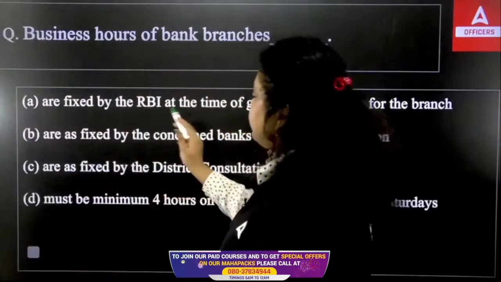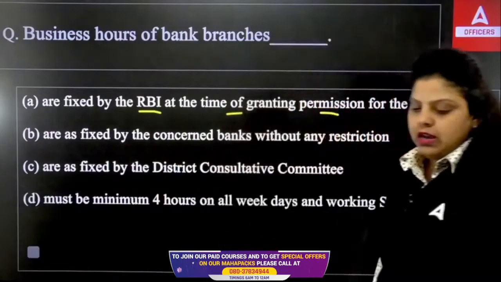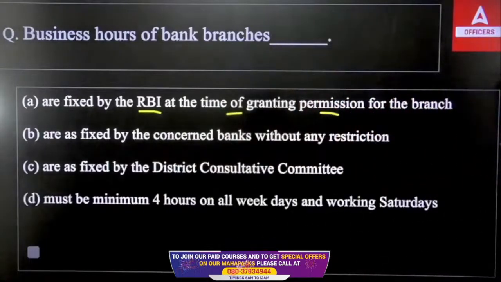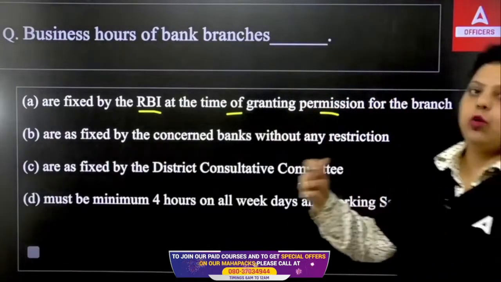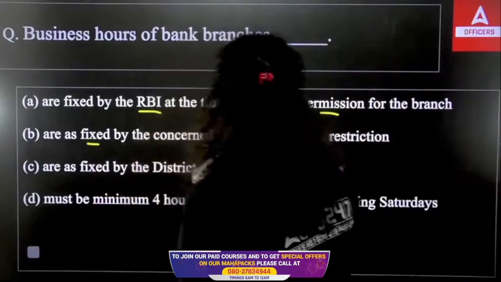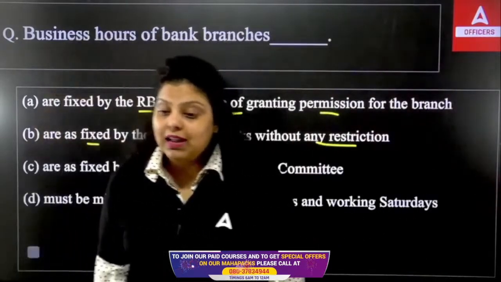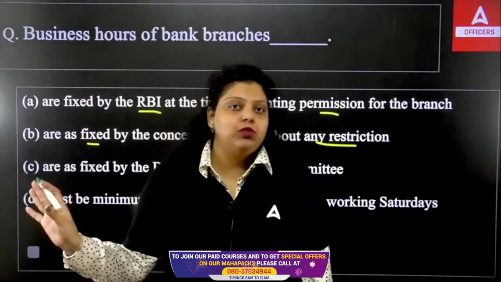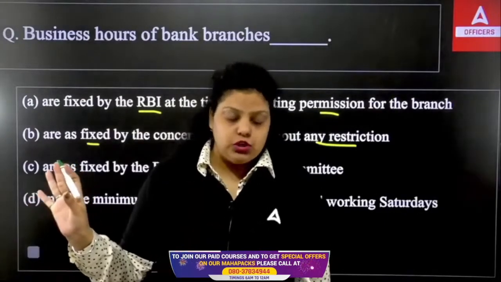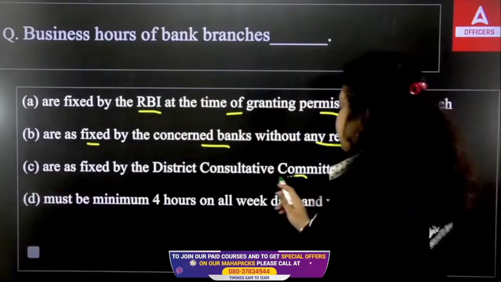First, they are fixed by the RBI at the time of granting permission for the branch. Like when RBI is allowing you to open the branch, RBI will let you know how many hours you have to work. Second, they are fixed by the concerned banks without any restriction. An individual bank can decide by itself. They do not have to take RBI permission. There is no such kind of restriction. Third, they are fixed by the district consultative committee.